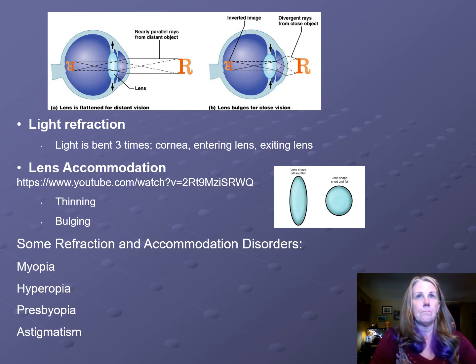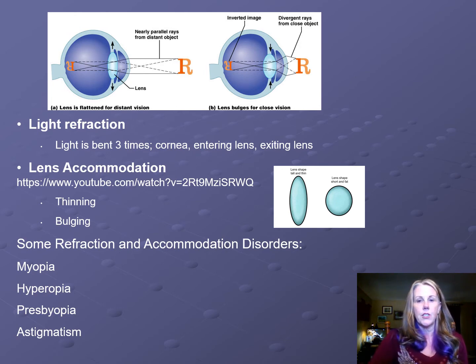Now, one of the structures that light has to go through is your lens. And the lens is actually movable or pliable. Because your lens is pliable, we say it can accommodate. It can actually change shape. So how your lens accommodates is by changing shape.